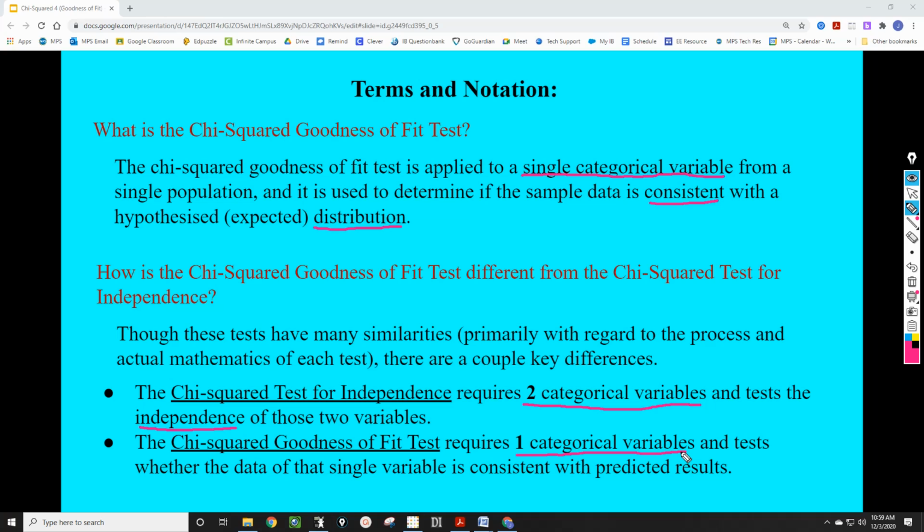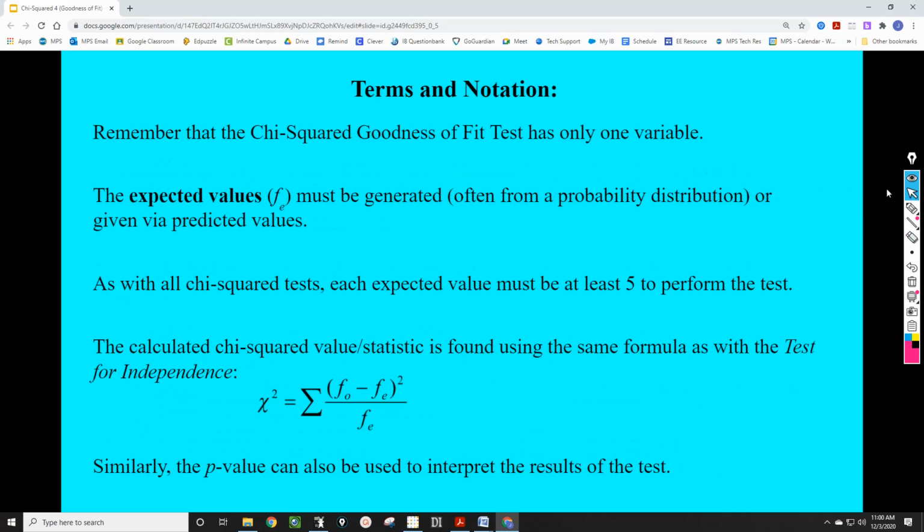And again, it's worth mentioning that when we say variable, we're not talking about a number that's varying. These are categorical variables, and so this would be something like favorite color, and that could vary between red and blue and green, but we're talking about statistical categorical variables, not X and Y sorts of numerical variables. So remember the chi-squared goodness of fit test has only one variable, and that alone could be enough to determine whether we're using the goodness of fit test or the test for independence, whether we have one or two variables.